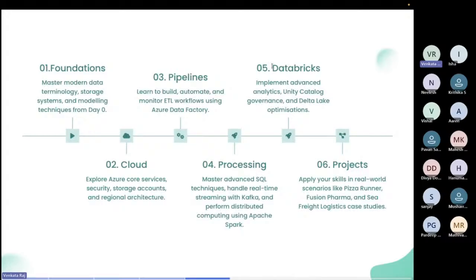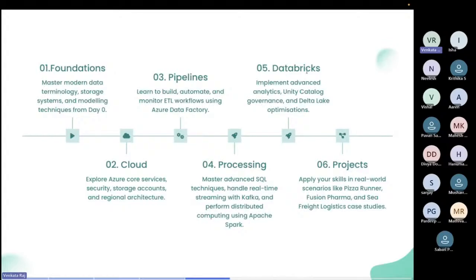And then we are going to do the same data processing using Databricks, right? We will talk about how ADF is different from Databricks and why the industry is moving towards Databricks rather than ADF and all of that. And we will also talk about some of the advanced features in Databricks. Okay. Then we will quickly complete everything we have learned using projects.